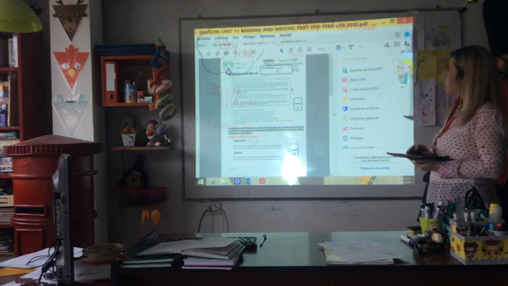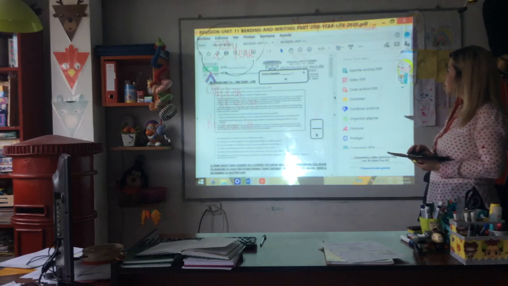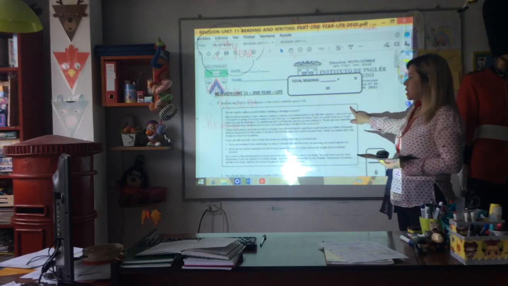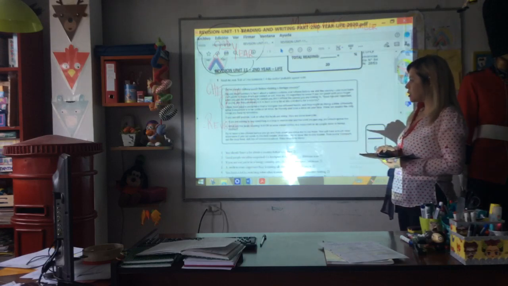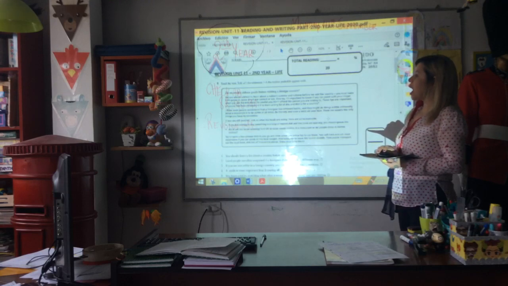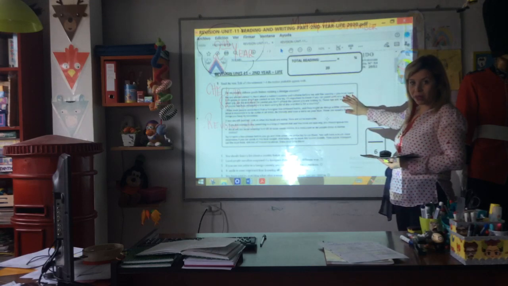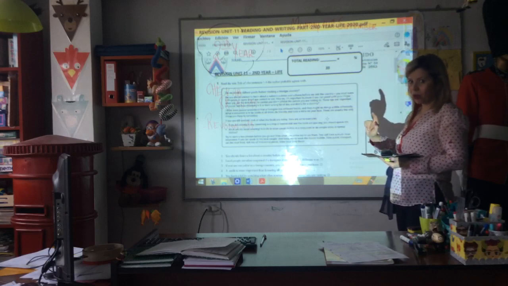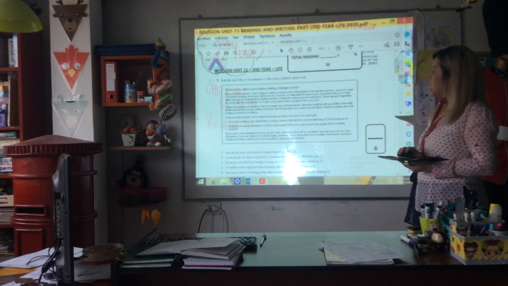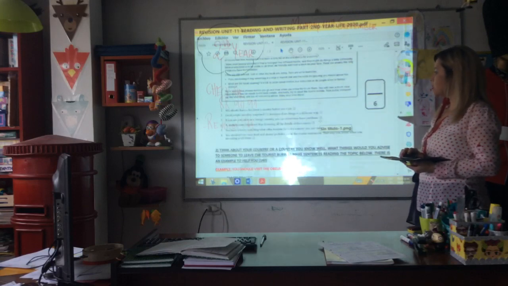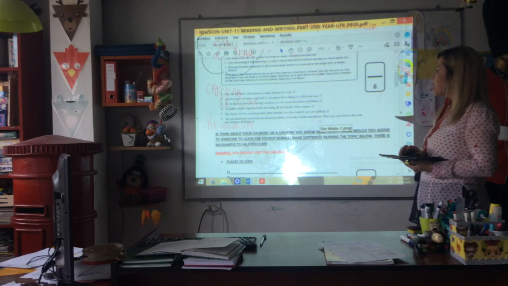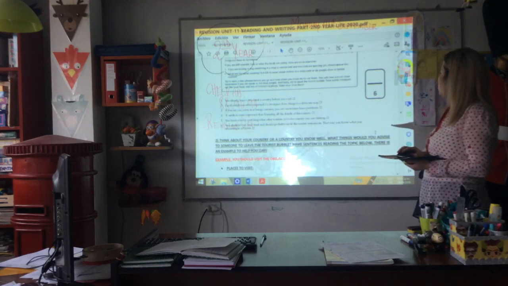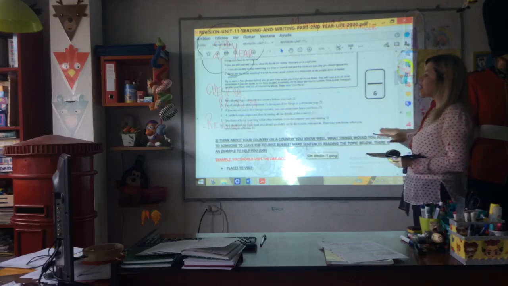Después tenemos la parte de reading. Read the text. Tick the sentences from 1 to 6, de la 1 a la 6, that the author probably agrees with. Con lo que el autor de este texto está de acuerdo, probablemente. Yes? Tick. From 1 to 6, yes, okay? Bueno, después de writing, think about your country or a country you know well. What things could you advise? Y acá tenemos que dar advice.